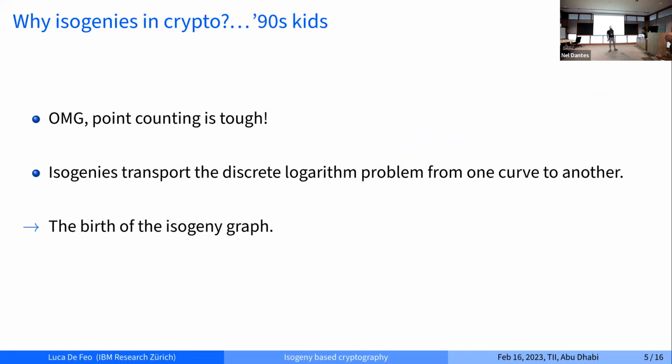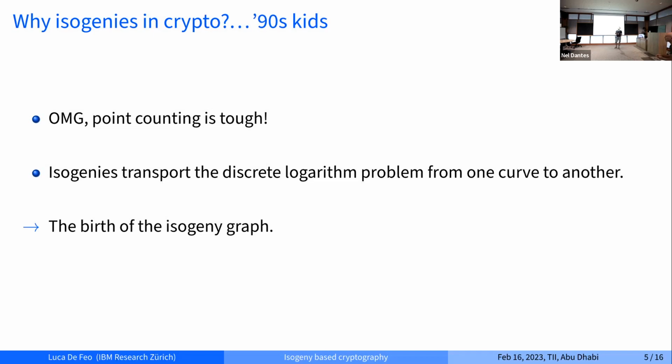So this is as much mathematics as I wanted to talk about today. I won't give you much more than this. Why isogenies in crypto? Where did it start? How did it start? Why did people start looking at these strange objects? What's the motivation? It started in the 90s for cryptography, and the first motivation was counting points of elliptic curves. So you know that if you want to do Diffie-Hellman style cryptography, you need to work with groups of prime order. And it's actually difficult, not so obvious.